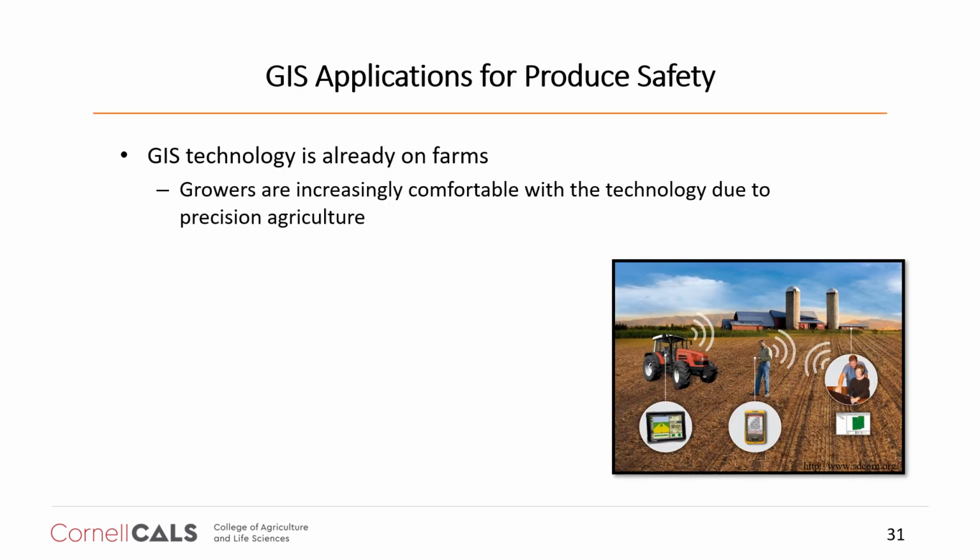The GIS application for produce safety is more and more promising because growers are increasingly more comfortable with GIS and related technologies. Farmers increasingly use this type of technology to predict the yield and economic benefits from their growing crops. Therefore, these systems are already in place to set an environment for monitoring food safety incidences.